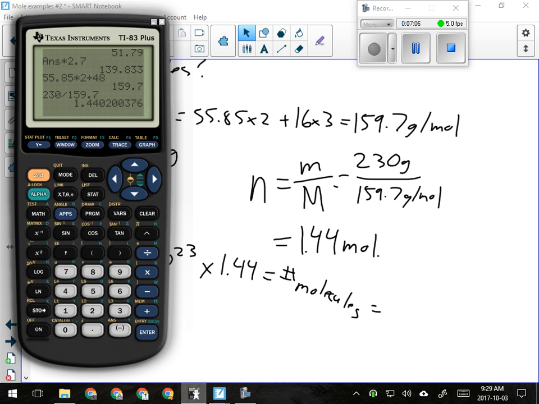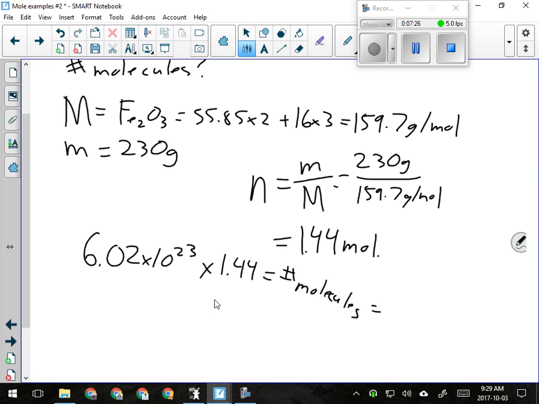Remembering, when we want to enter Avogadro's number, we have to enclose it in brackets, 6.02, and then hit your exponent button, whatever it happens to be on your calculator, 23, end bracket. All right, so we're looking at 8.67 times 10 to the 23 molecules.